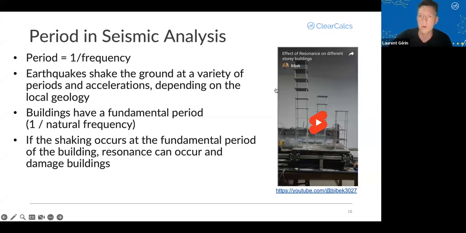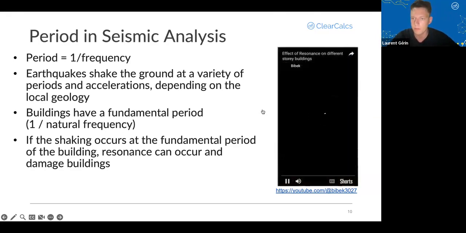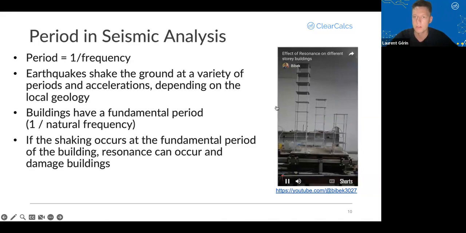So just to show an example, I put a YouTube video here of basically a shake table, an earthquake simulator, and we've got three buildings here of different heights. We're just going to look as the table shakes at different rates, and you'll see that the buildings also shake differently. So I'll just hit play here.